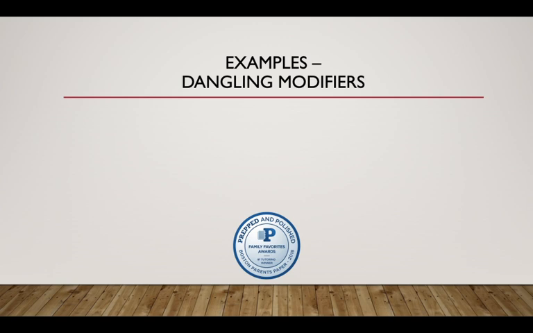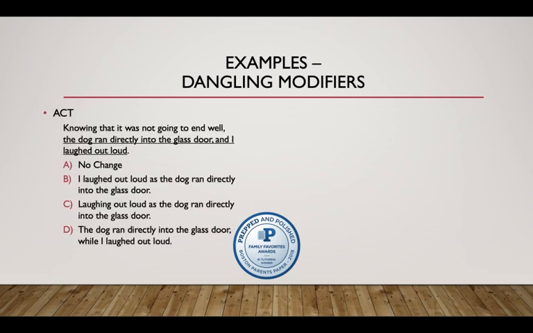Let's take a look at some examples. Specifically, dangling modifiers. Now, knowing that it was not going to end well, the dog ran directly into the glass door, and I laughed out loud. That doesn't sound fun, but you know, hopefully the dog is okay. Now, if I take a look at that answer, the dog ran directly into the glass door, and I laughed out loud, I don't really see anything wrong with it. I laughed out loud as the dog ran directly into the glass door. That also sounds right. Laughing out loud as the dog ran directly into the glass door. That could work. Or the dog ran directly into the glass door while I laughed out loud. All these seem to sound the same. Different constructions, yes, but they all sound the same.